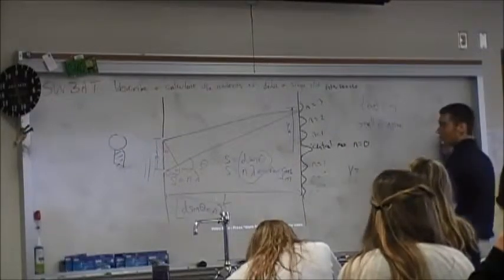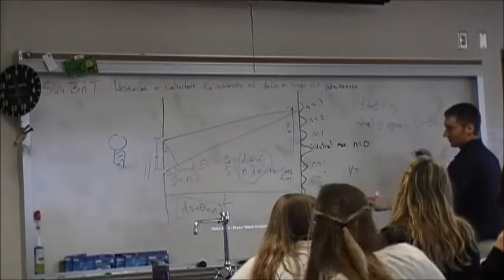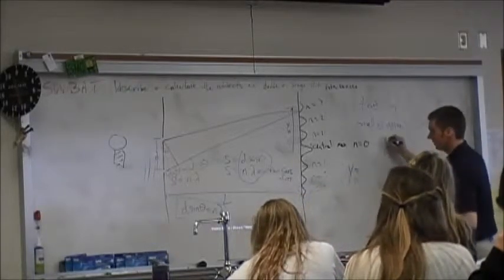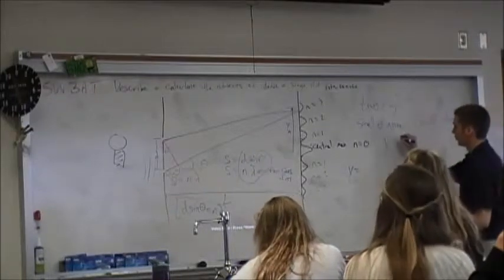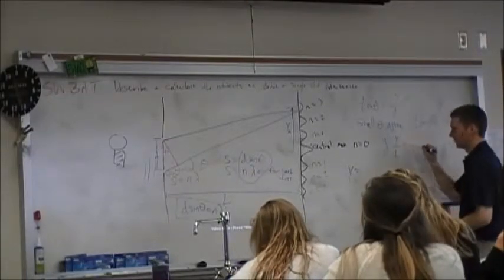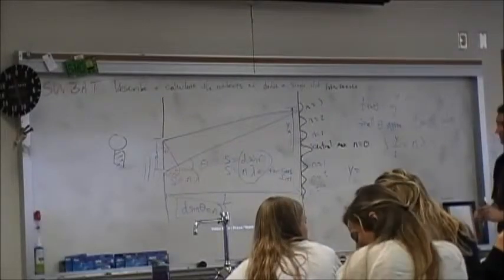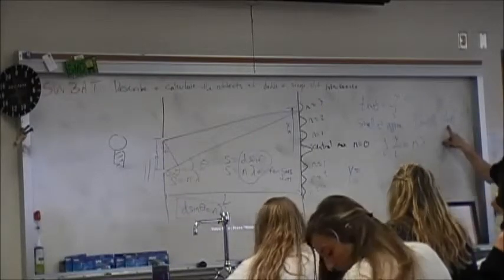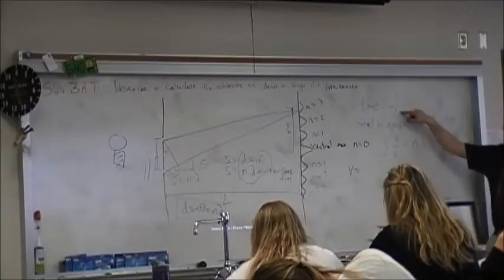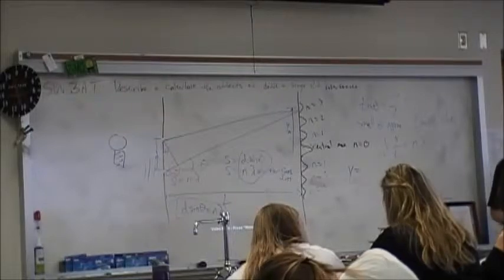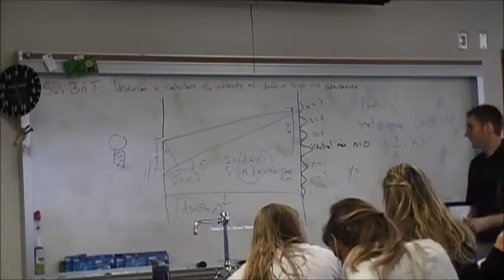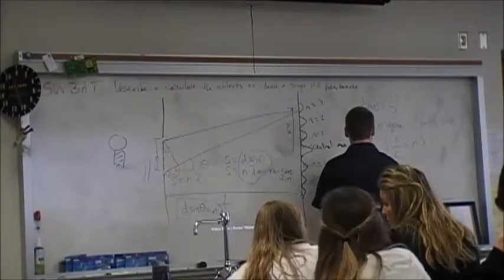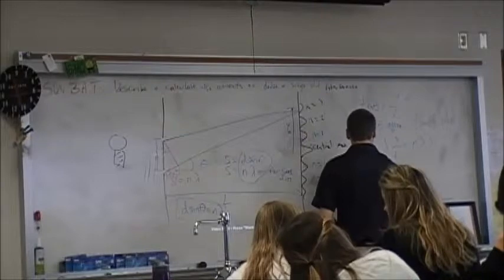So with that in mind, if d sine theta equals n lambda, we can change this: instead of sine theta, we can use y over L. So d times y over L equals n lambda. Sine theta is approximately tangent theta, and tangent theta is equal to y over L, so I just plugged in y over L for my sine theta. Now I'm going to rearrange this to give me my y. y equals n lambda times L over d.